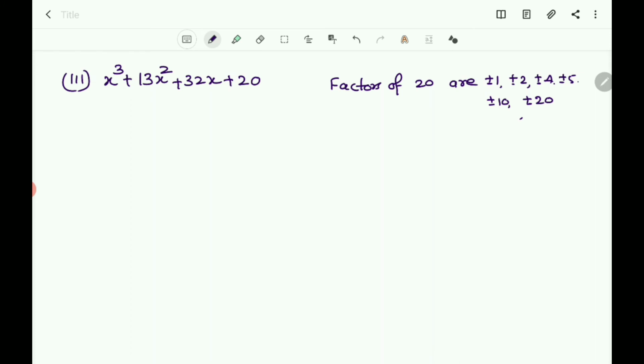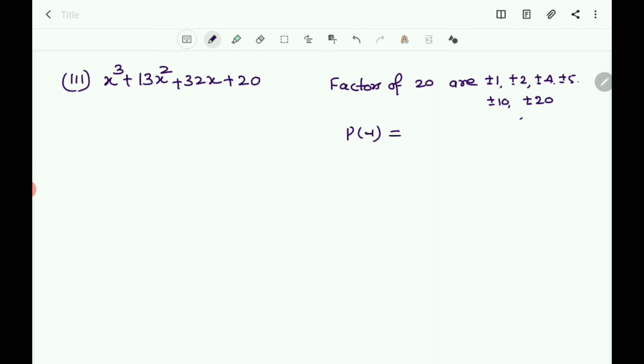Now by the trial and error method, find P of plus 1, P of minus 1, P of plus 2. First you try for 1. P of 1, that is 1 cube plus 13 into 1 square plus 32 into 1 plus 20. Here you know that all are positive, so you must take negative values. With 1 it is not possible. So you take P of minus 1.